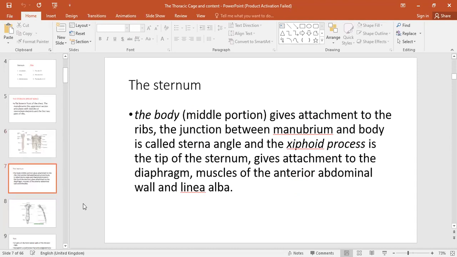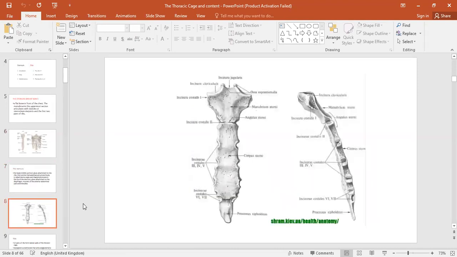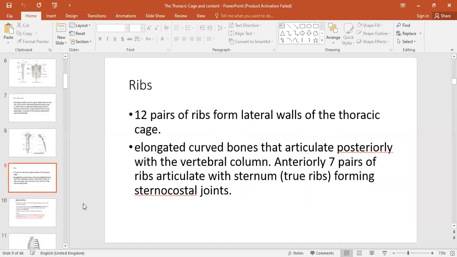Such conditions are seen in newborn babies who have congenital malformations. Let's look at the ribs. So ribs, we have 12 pairs of ribs, 12 on the left, 12 on the right. So in total, we have 12 ribs.